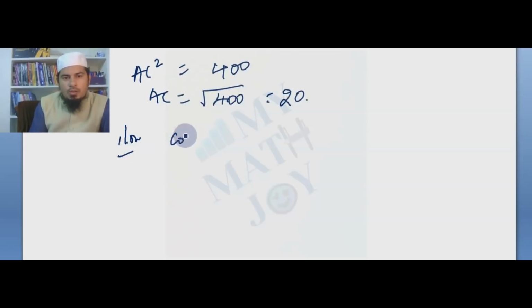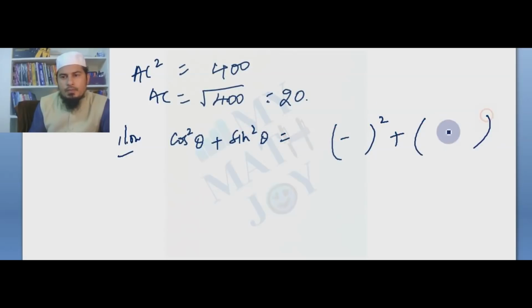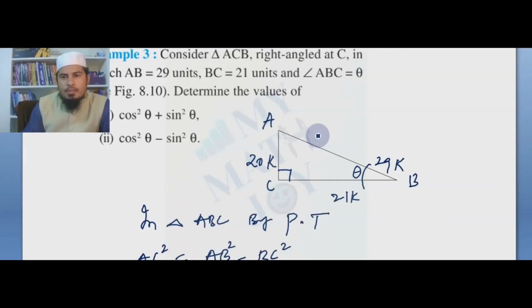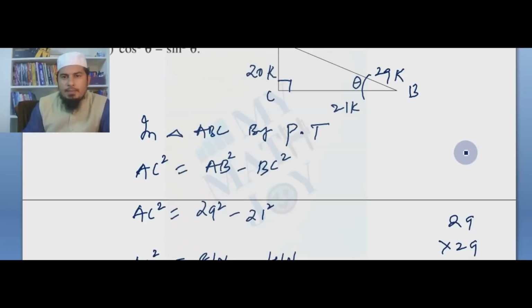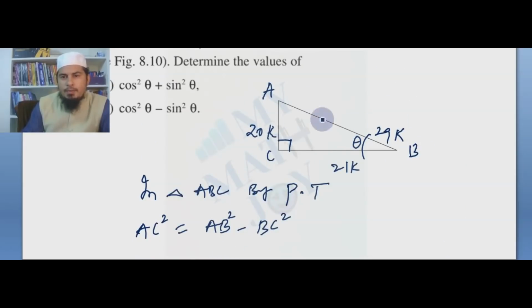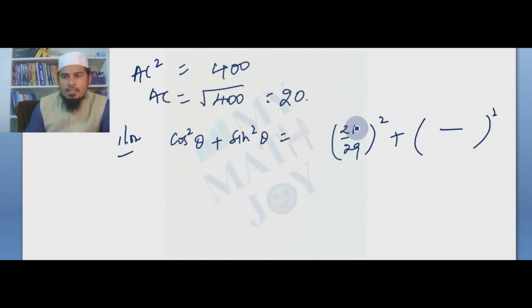Now cos square theta plus sin square theta. Can you write the cos ratio from the triangle? Theta is here. Adjacent is this side, opposite is this side, and the hypotenuse. Cos is adjacent by hypotenuse, 21 by 29. And sine is opposite by hypotenuse. Opposite is here, hypotenuse here, 20 by 29.